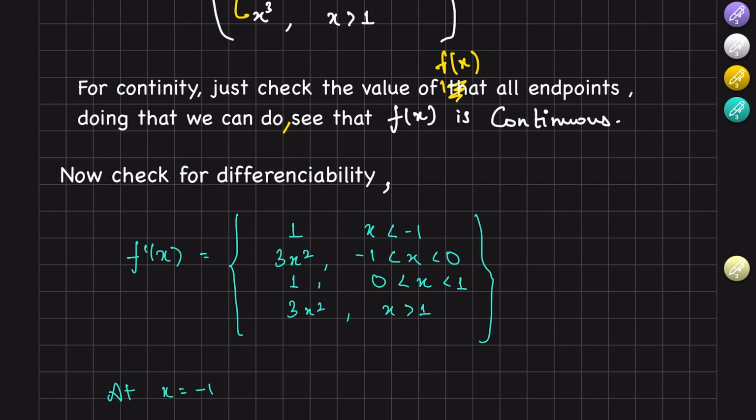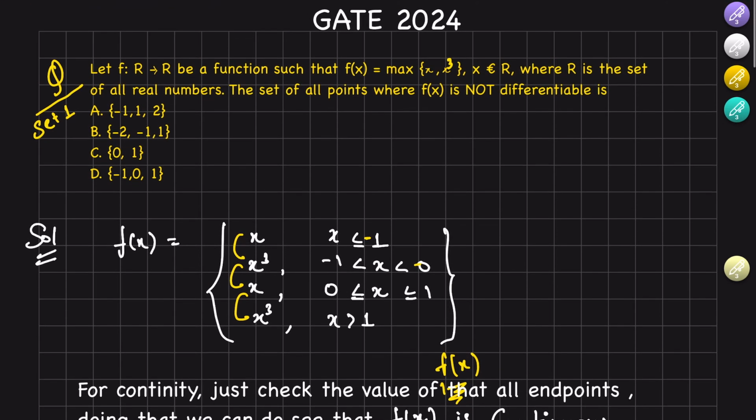All other points are differentiable, right? Because y equals 1 is a line, so it is differentiable. 3x square is just a parabola, so it is also differentiable. So we just need to check at the composite points, which are -1, 0, and 1. By default, these two answers are eliminated. Right now the only options remaining are 0, 1, and -1, 0, 1.